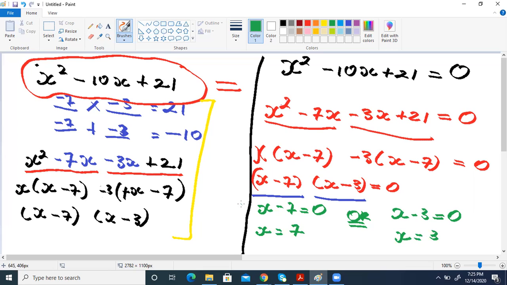The second thing is you factorize a quadratic equation like normal, and when you get the two brackets, both brackets represent two possible solutions for the quadratic equation.